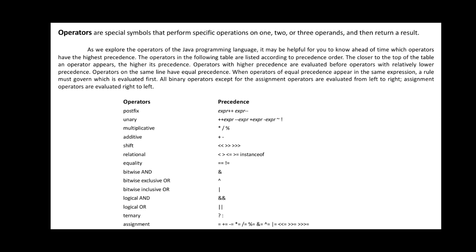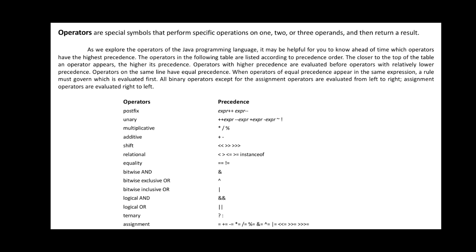Those symbols act on operands, meaning variables. An operator can act on a single operand, on two operands, or on more than two operands also. We call them operators. As we explore the operators of the Java programming language, it may be helpful for you to know ahead of time which operators have the highest precedence, which are given in the following table.